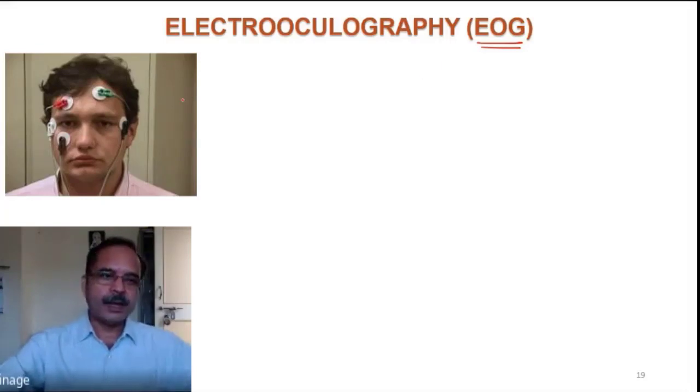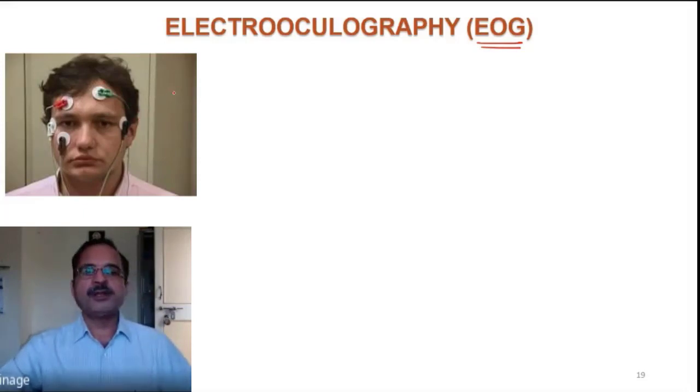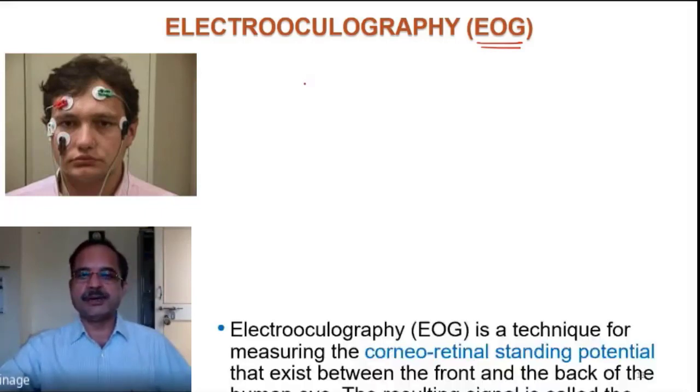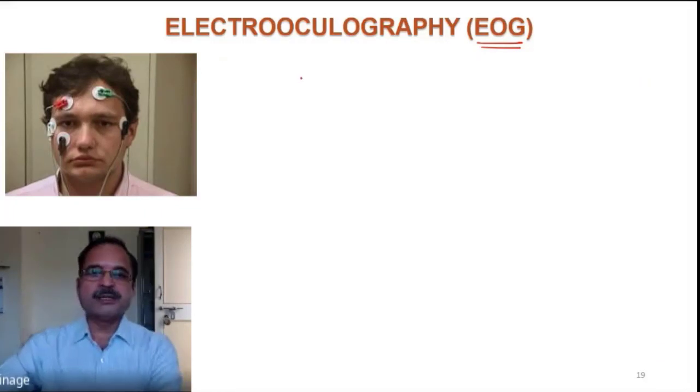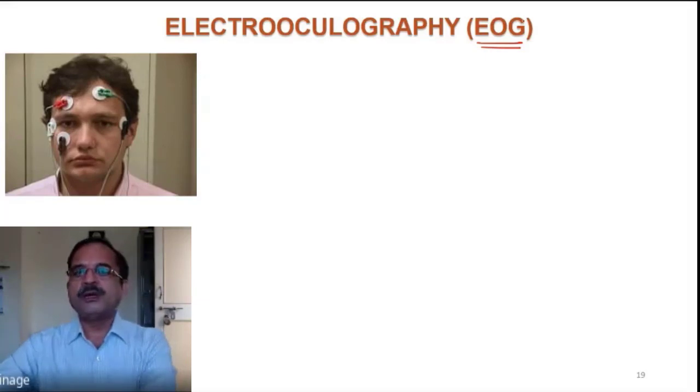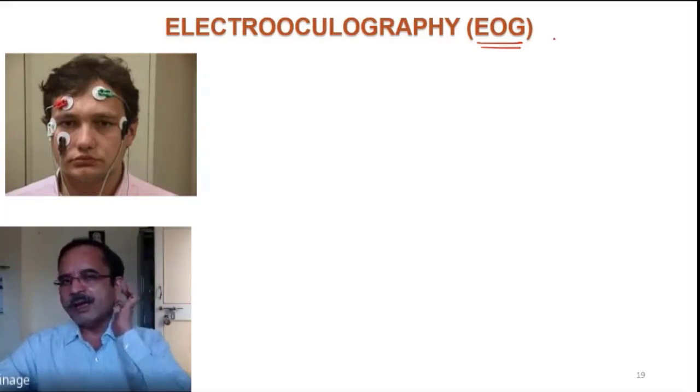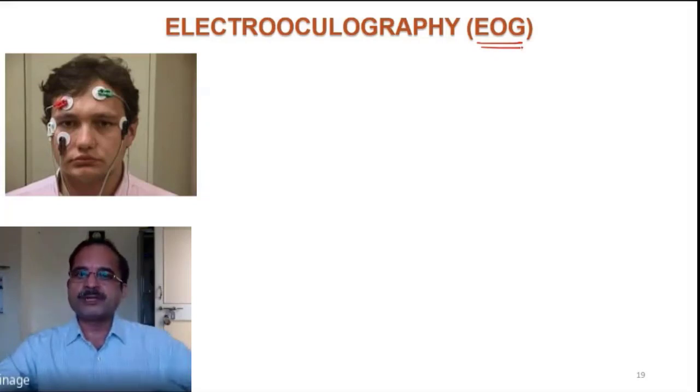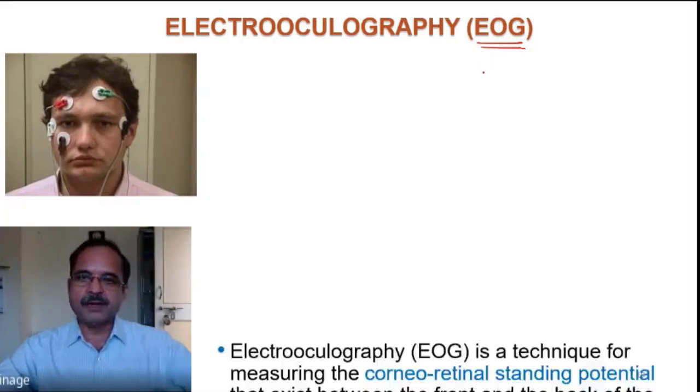Electrooculography, and the photograph that you see here shows the type of electrodes connected for the measurement of this electrooculography signal, the EOG signal. Now we are going to discuss what exactly this EOG signal is, what the types of electrodes are, how many electrodes are required, and the locations where these electrodes are placed. So that we will discuss.